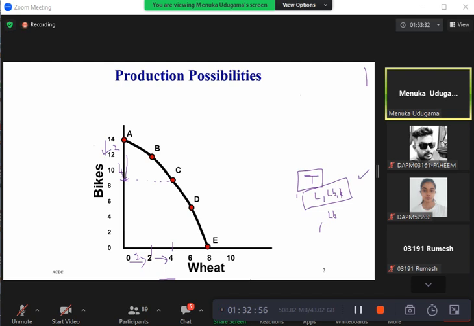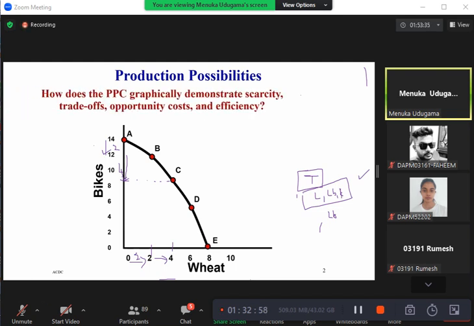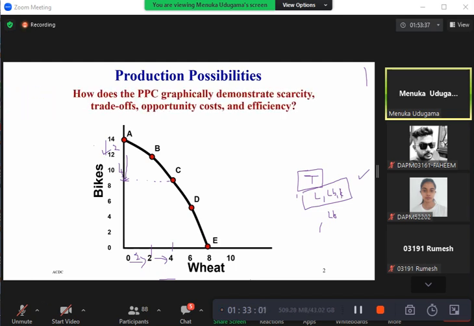Now, this graph shows scarcity of production, trade-off. Why? Because when you produce wheat, you have to forego bikes, and the income from bike selling. Therefore, there's a trade-off. There's an opportunity cost. The amount of income that you lose from bikes, it is your opportunity cost. You know that by now.